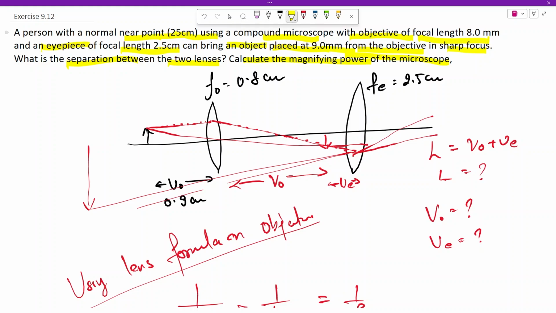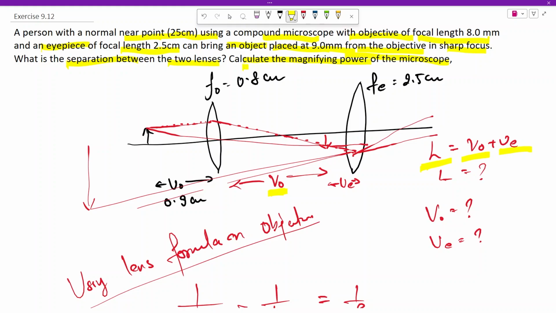in front of it. So in order to get the length between these two lenses, we will have to find out the distance between the image created by the objective, that is v0, and the distance between the image and the eyepiece lens, or we can term it as object distance ue. So length will be composed of v0, that is the image distance from the objective lens, and ue, that is the object distance from the eyepiece. That will give us the answer.